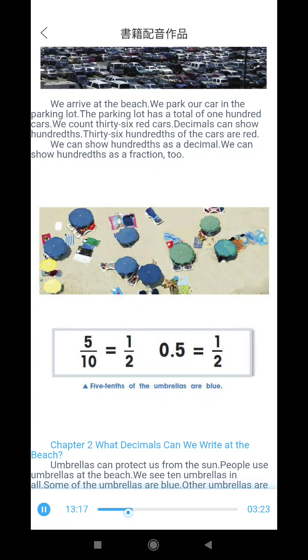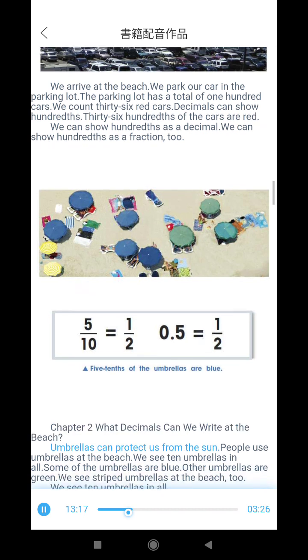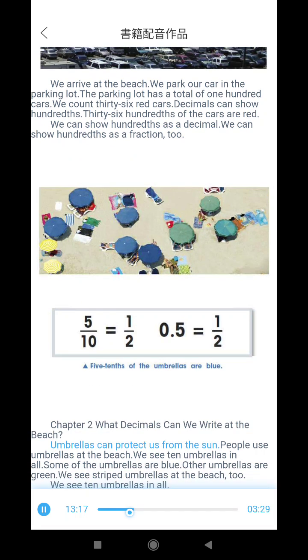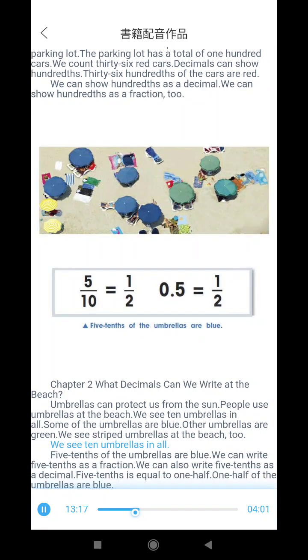Chapter 2. What decimals can we write at the beach? Umbrellas can protect us from the sun. People use umbrellas at the beach. We see 10 umbrellas in all. Some of the umbrellas are blue. Other umbrellas are green. We see striped umbrellas at the beach too. We see 10 umbrellas in all.